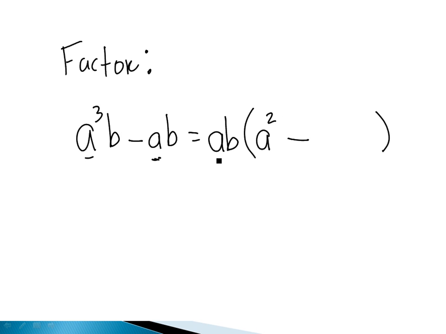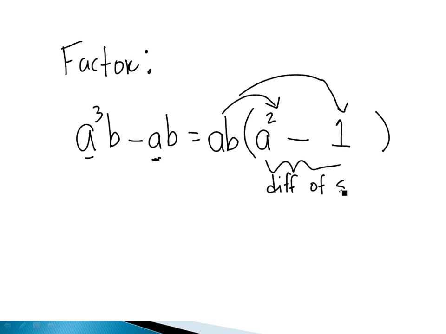Minus AB times what would give me back that AB? Just 1. AB times 1 is AB. So you should be able to multiply this to get back what you started with. If you do not, then you have not factored correctly. Alright, what emerges here? A difference of squares. Therefore, we have not factored completely just yet.